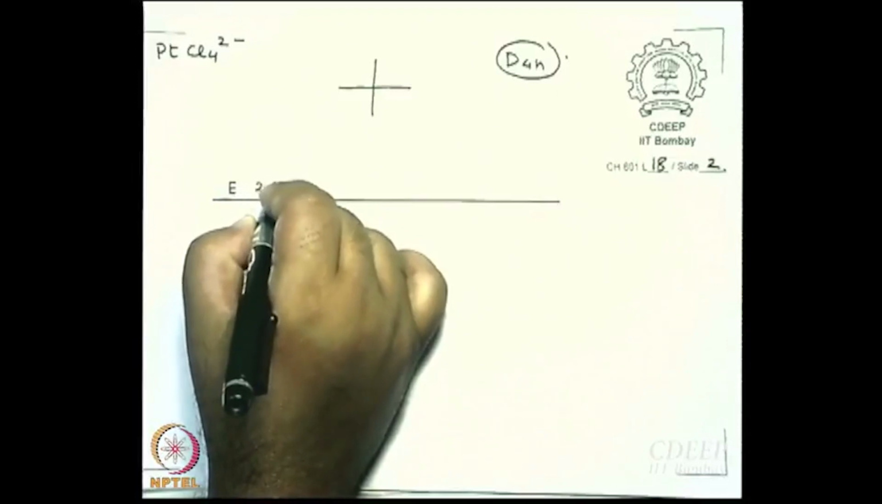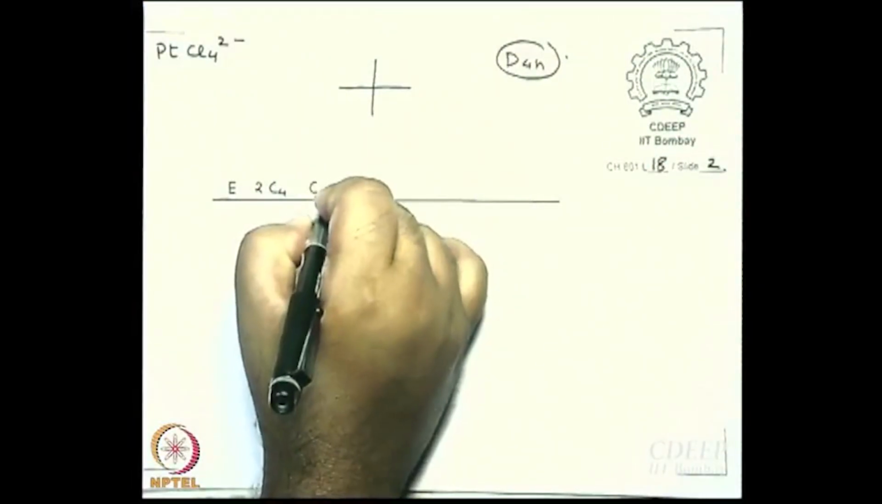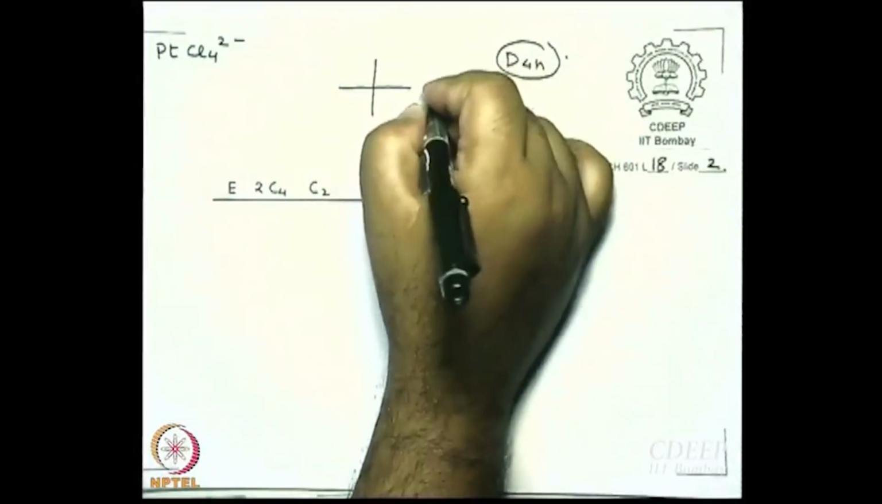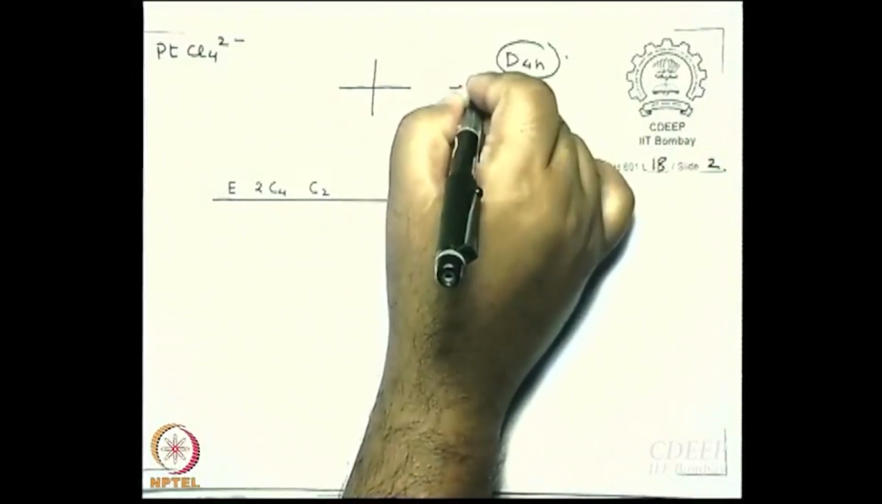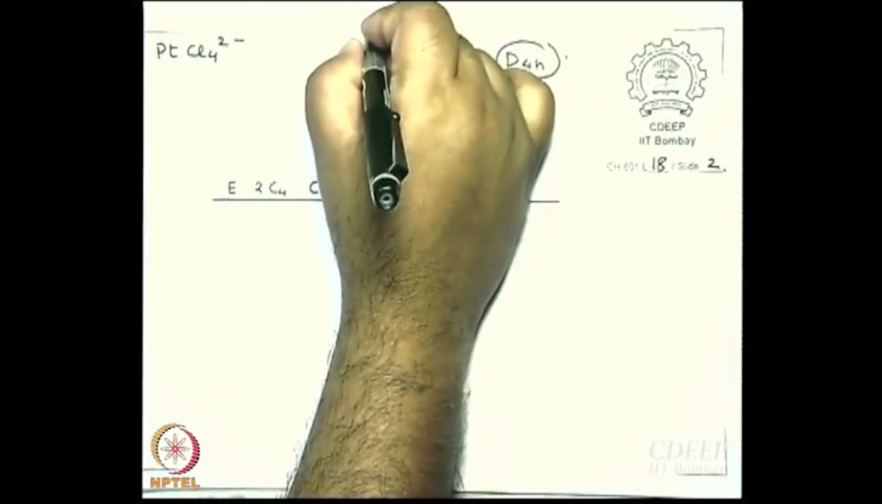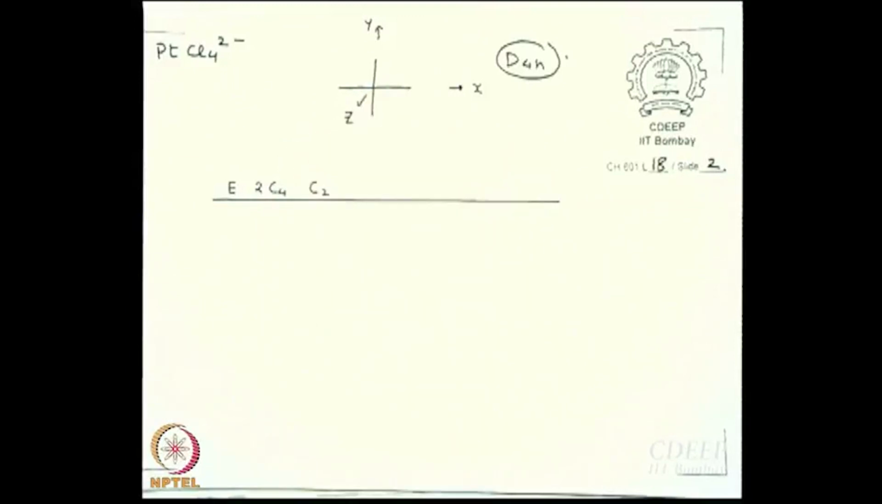So the symmetry operations are E, 2C4. What are the 2C4 operations? C4 and C4 cube. What about C4 square? C4 square is C2. This C2, so you know which C2 I am talking about. And before going further, maybe I will draw the axis. Let us say this is X, this is Y, and then Z will be pointing towards us.